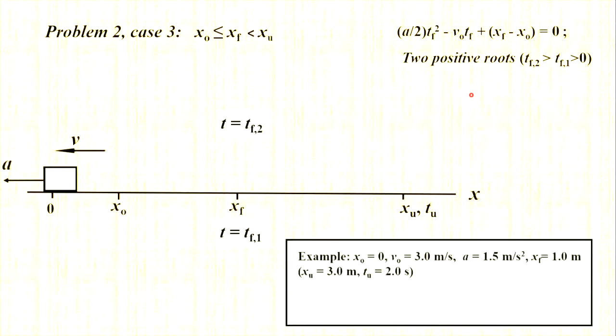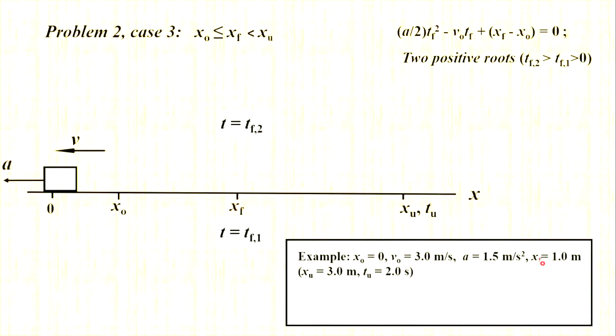Let's consider an example. We select the initial conditions for the object the same as in previous examples, and for these initial conditions xu will be equal to 3.0 meters and time tu will be equal to 2.0 seconds. We select the location of the point of interest at xf equal to 1.0 meters.